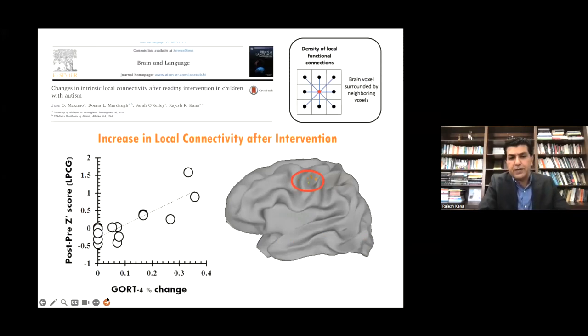Again, another measure of connectivity here. Again, you can see local connectivity, which means if you take a seed or a region there and then look at the immediate neighbors of it and how that region is connected to different parts of it. Here again, you can see some of the regions showing increased connectivity from pre to post as a result of intervention, and how that is correlated with the change in comprehension score, which we were talking about before.